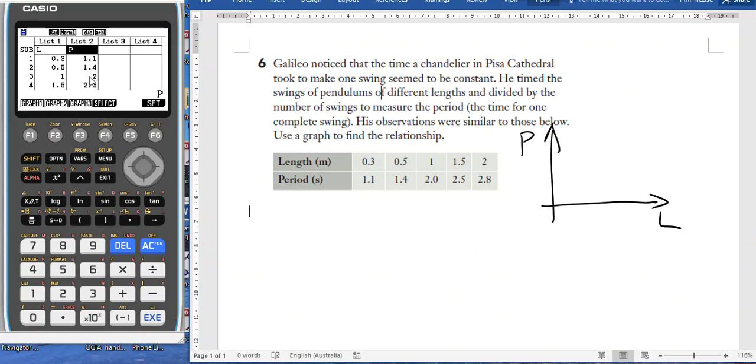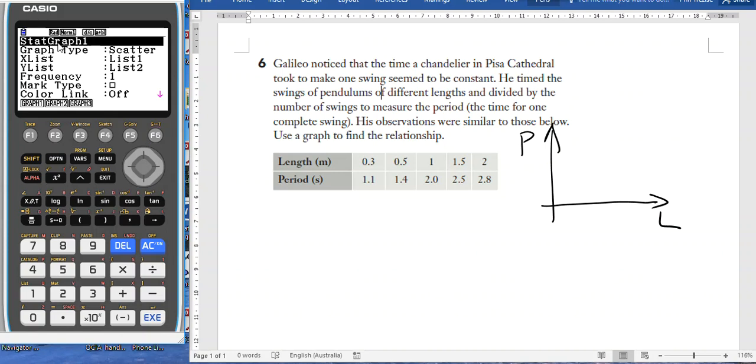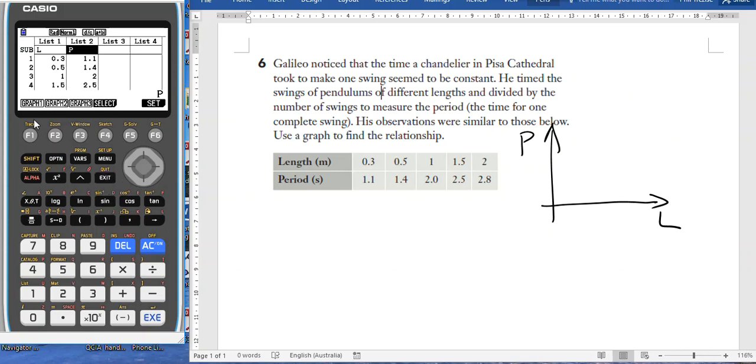Now, whenever you plot, remember to check the settings first. I've got 3 different graphs I can use. This is stat graph number 1. It's a scatter graph using list 1 for X and list 2 for Y. Frequency of 1 is good. It means that every data point appears once. Now that I've checked that, I can just select graph 1. There it is. Now that looks a little curved to me, slightly curved.